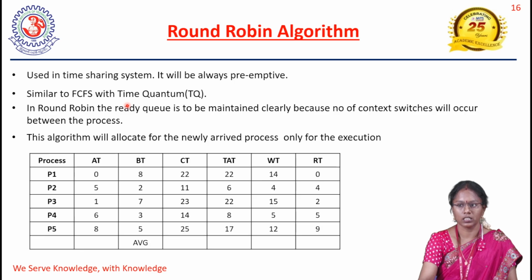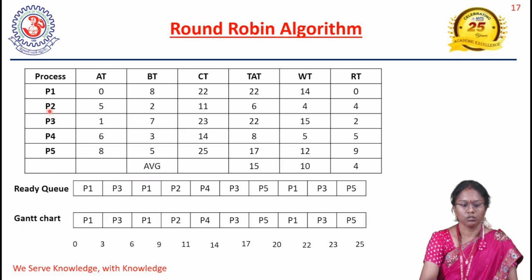Okay, consider this is the problem I have taken for explanation. In this problem, I have given 5 processes with their arrival time and burst time. We have to compute completion time, turnaround time, waiting time, and response time. See here, for this round robin, we have to maintain the ready queue and draw the Gantt chart. The Gantt chart is used to represent the completion of the processes. For the round robin, I have given the time quantum equals 3.